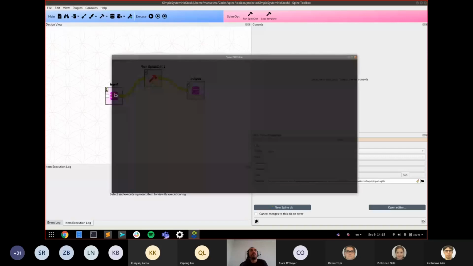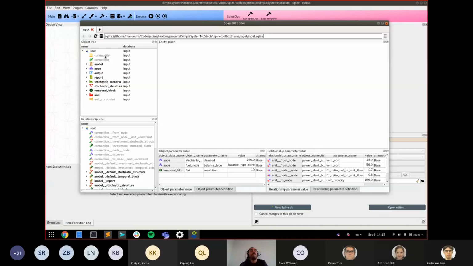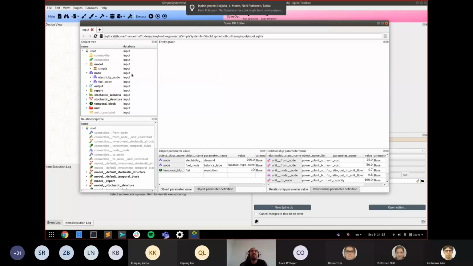If I double click this input here, I can see the database basically. And on this part, you might recognize the object classes I was talking to you about. If you expand this, you can see what are the objects that are created for these classes. So you see that here we have electricity node, fuel node already.